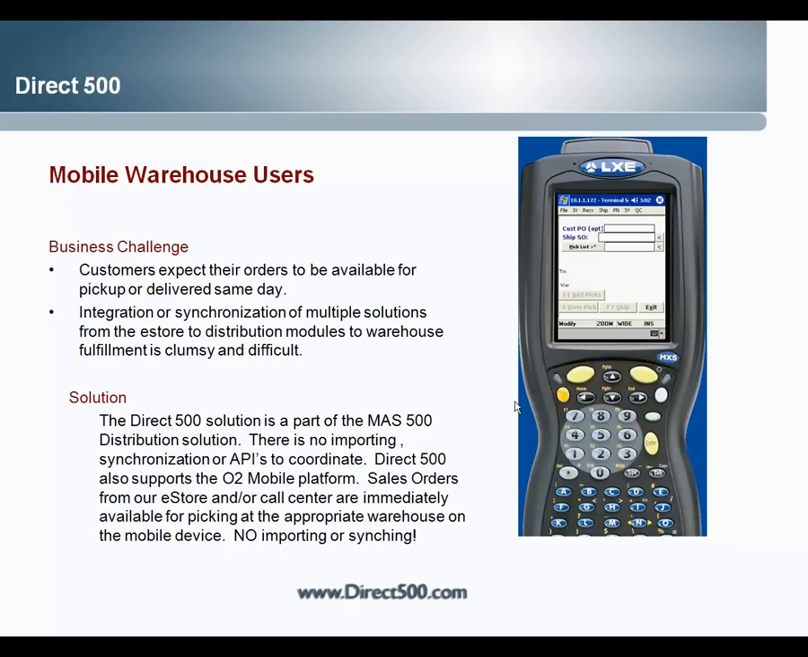So first of all, we can set a time, say 2 o'clock in the afternoon. If you do that, your order will be fulfilled the same day for delivery. We're not importing or exporting. Mas 500 is a part of the distribution solution for Mas 500, as well as O2 Mobile. So sales orders from the eStore or the call center can be immediately available for picking in the closest warehouse or the appropriate warehouse, and are immediately available on the O2 Mobile handheld. No importing required.